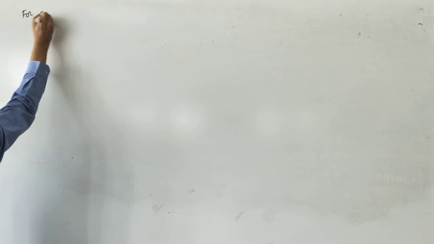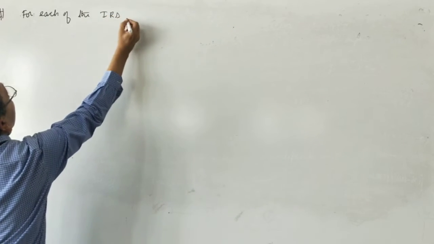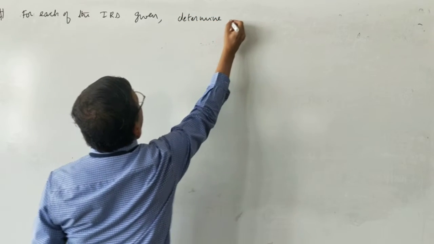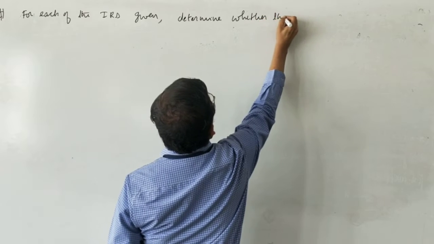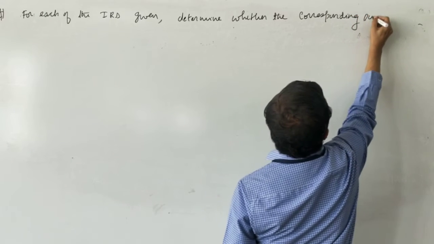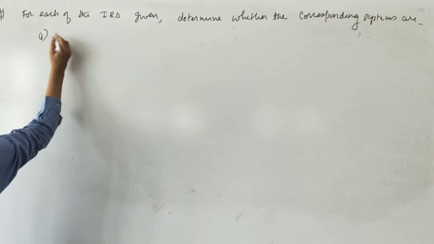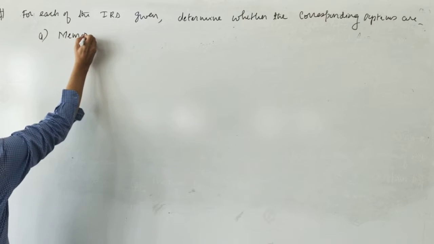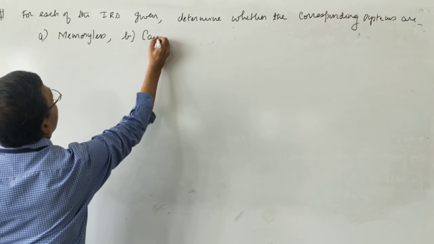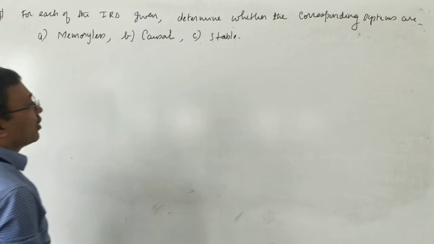For each of the impulse responses given, determine whether the corresponding systems are part A memoryless, part B causal, part C stable. There are few problems.